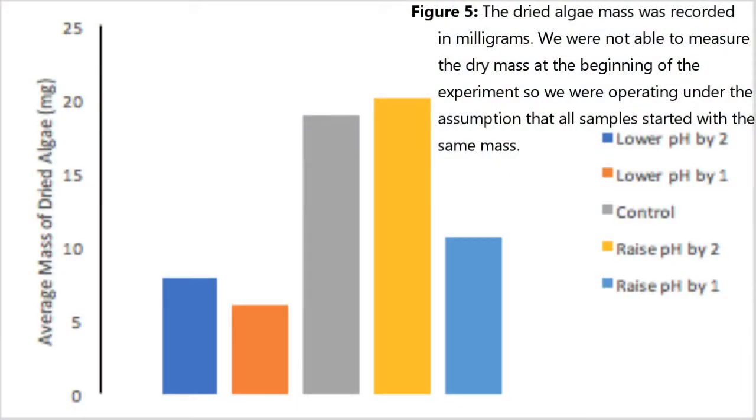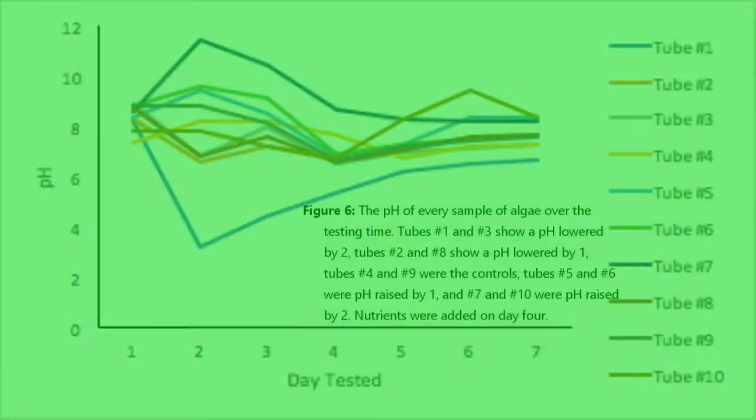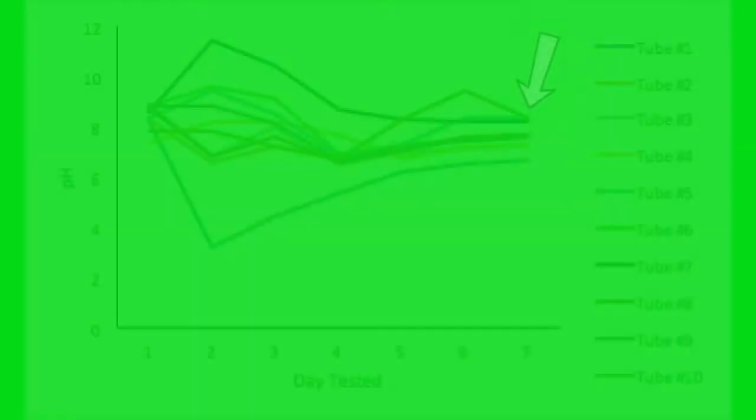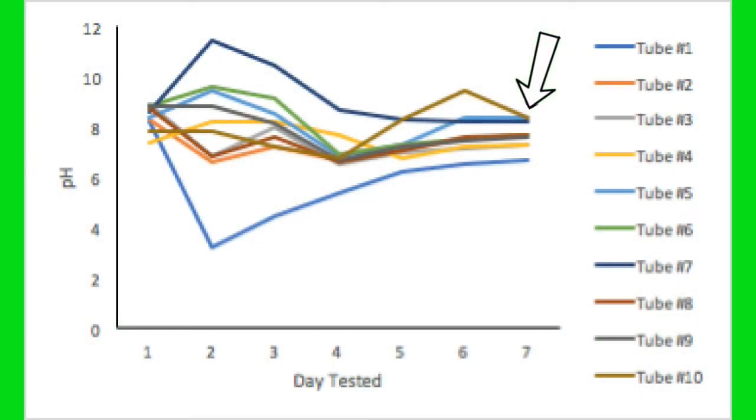Figure 5 displays the mass of the dried algae. Figure 6 displays the pH of each day measured. Our data showed that the algal samples usually stabilize to around a pH of a high 7 to 8.